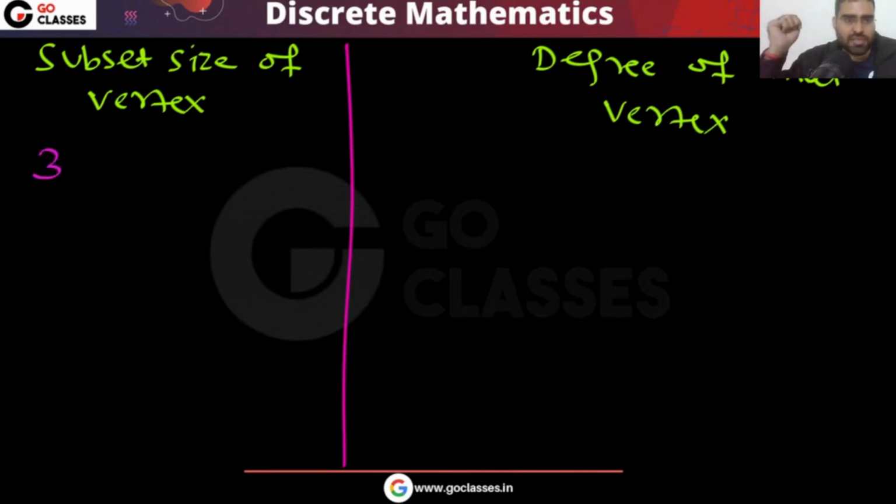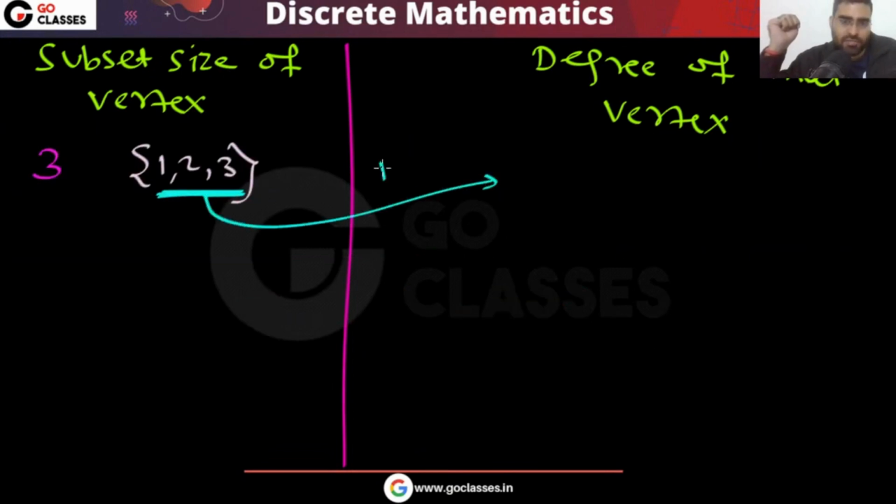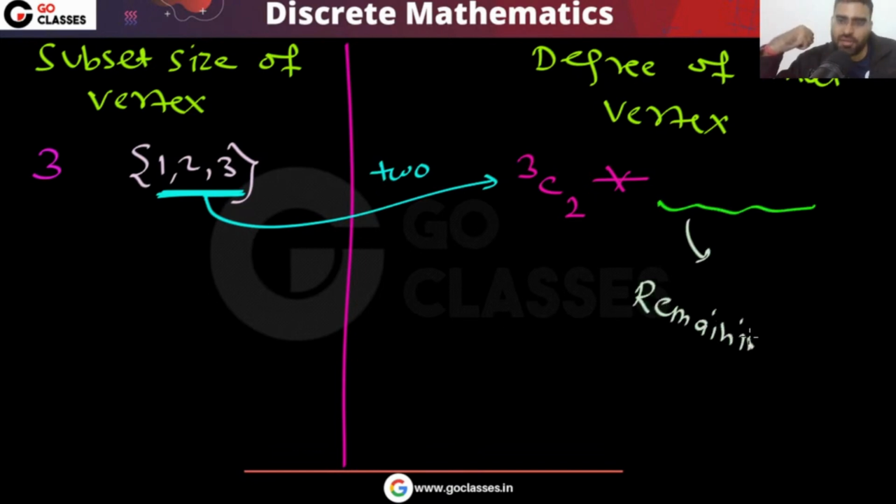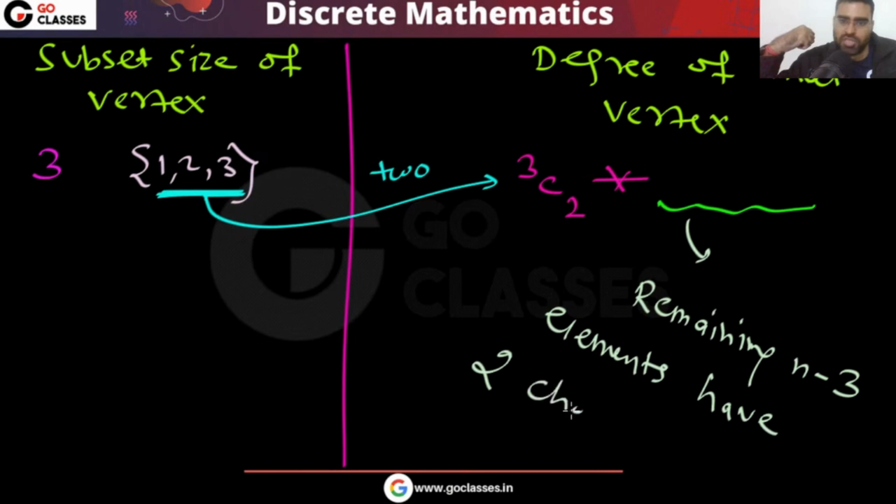Size 3, what will be that? For example, you can take 1 2 3. What you will do, you will take two from these three people. The remaining people again have two choices. Yes or no? Again, how many remaining? Not these three, the remaining n minus 3 elements have two choices each. Do you agree? Please tell me.